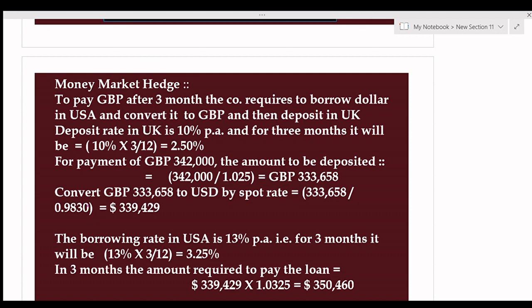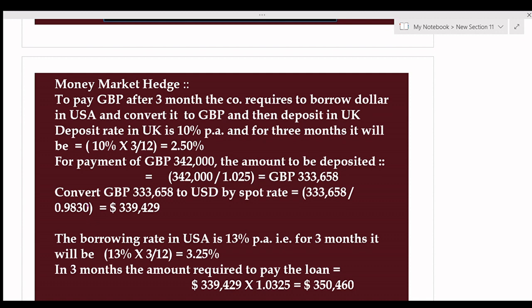And for the exporter, the exporter will take a loan in the importer's country bank for the period between signing the contract and the settlement date, so that the importer's payment will be adjusted against this loan amount. This loan amount will be deposited in his own country for that period, and the total deposited amount will be his cash inflow. Here, money market hedging.